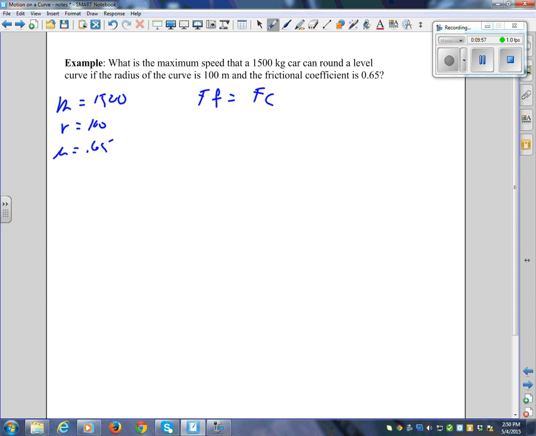I'm going to sort of set this up a little bit differently. The friction force is mu Fn, right? And the centripetal force is mv squared over r. Why are you using mu Fn? Friction force is equal to mu times the normal force, because mu is equal to Ff over Fn. So I'm just rewriting that for friction force, mu times Fn. And that is actually equivalent to mass times gravity, mv squared over r.